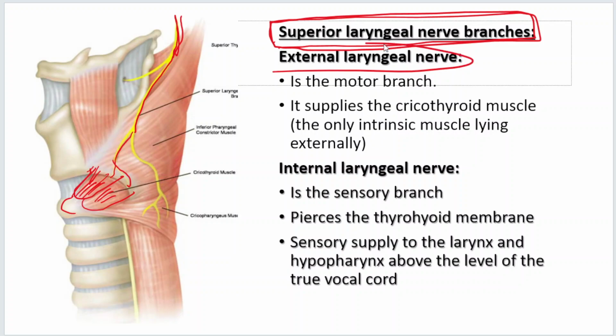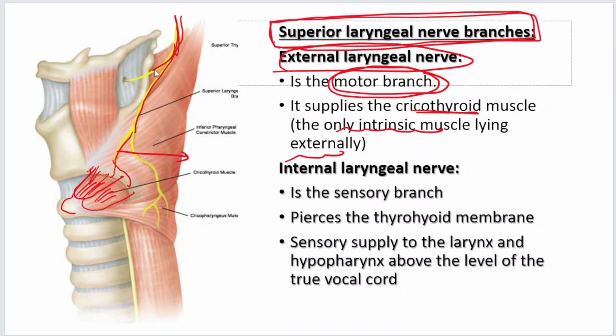So external laryngeal nerve is a motor branch. It does not have any sensory function. It's a motor branch and it's supplying the cricothyroid muscle. Cricothyroid muscle is special also because it is the only intrinsic muscle lying externally. All the muscles of the larynx you cannot see outside. Only the cricothyroid you can see outside. So cricothyroid muscle is supplied by the external laryngeal branch of the superior laryngeal nerve.